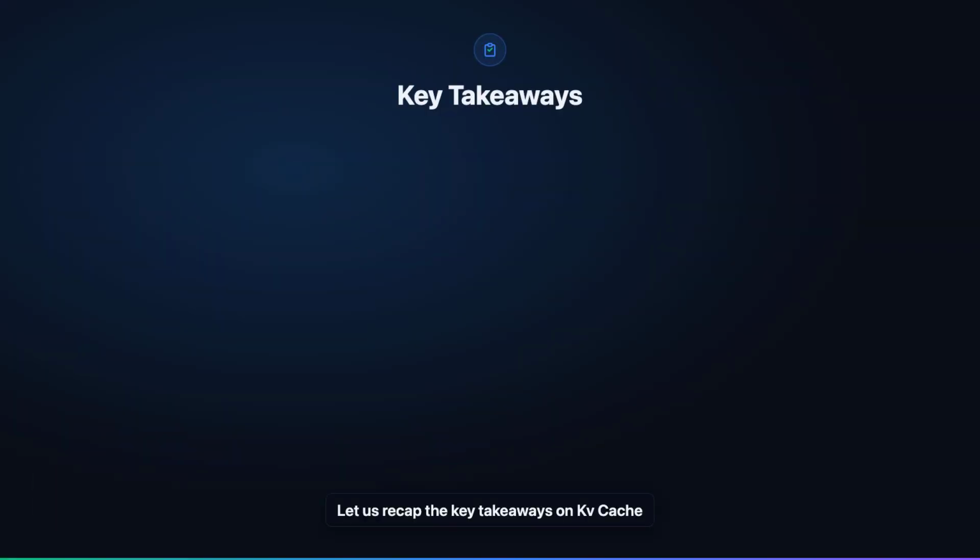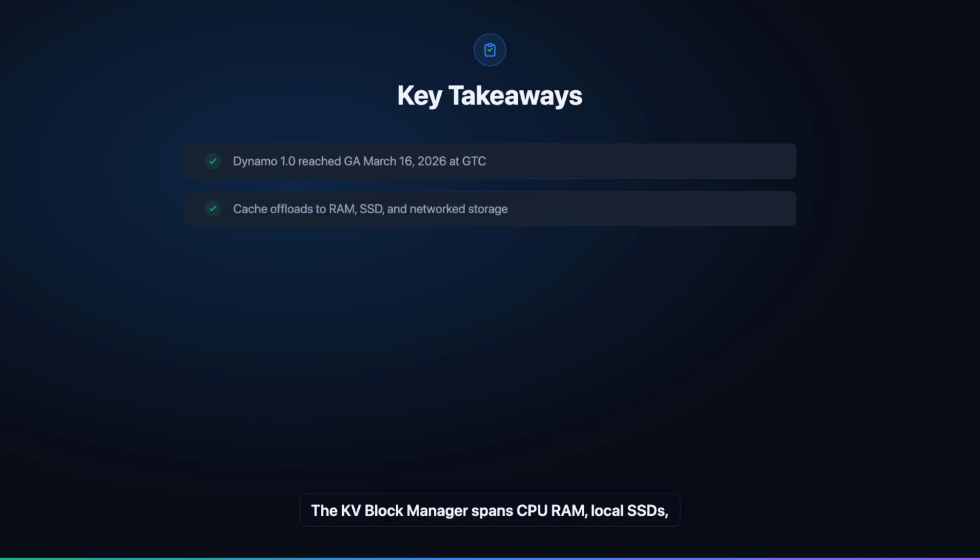Let us recap the key takeaways on KV cache offloading inference and what to do next. NVIDIA Dynamo 1.0 became generally available on March 16, 2026 at GTC, bringing production KV cache offloading and routing into a supported release rather than an experiment. The KV block manager spans CPU RAM, local SSDs, and network storage like S3 and Azure Blob, so GPU memory is reserved for active computation instead of idle cache.